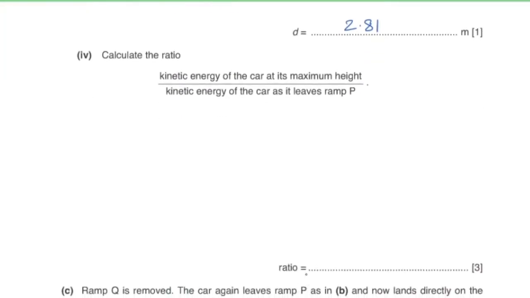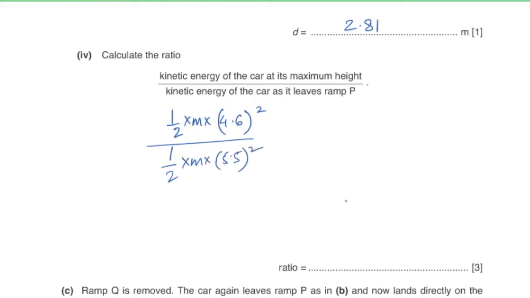Calculate the ratio of the kinetic energy of the car at its maximum height to the kinetic energy of the car as it leaves ramp P. At the car's maximum height, its vertical component of velocity becomes 0, but the horizontal component remains constant, and that's 4.6 meters per second. So kinetic energy at maximum height will be half into mass into 4.6 squared, divided by the kinetic energy of the car as it leaves ramp P. When it leaves ramp P, it has a velocity of 5.5 meters per second. So half into mass into 5.5 squared. And the ratio we get is 0.7.